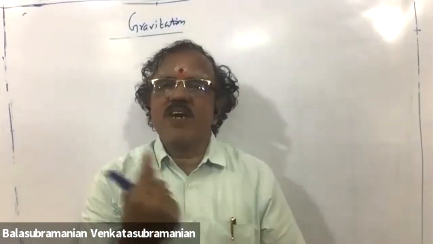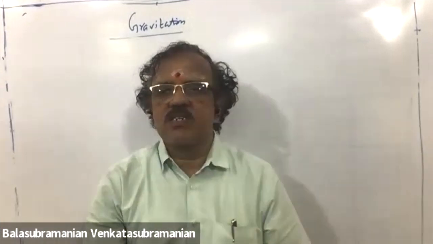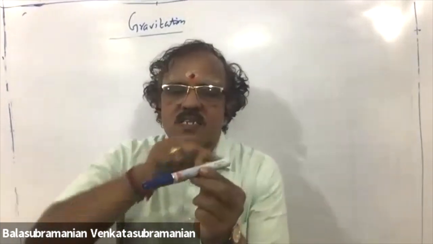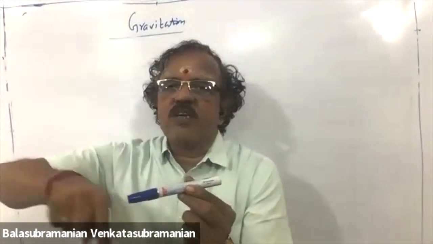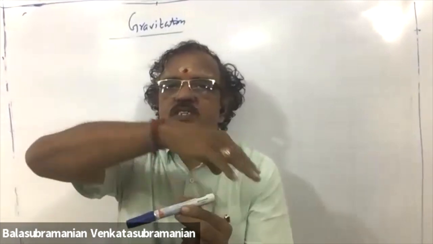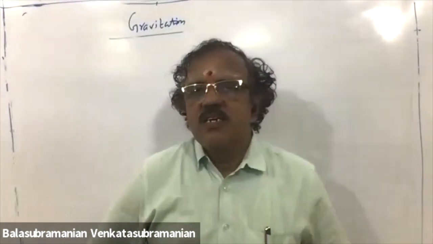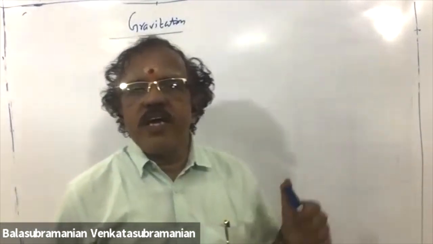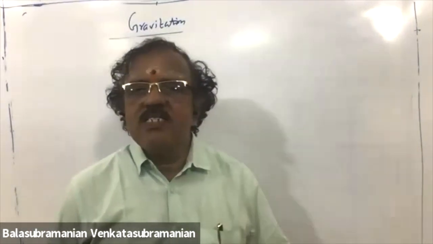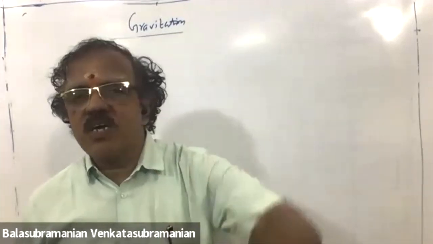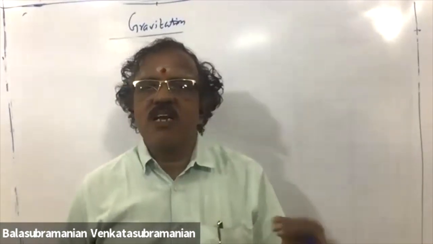Electric field is a region where electric influence can be felt. Around a magnet there exists a magnetic field, where magnetic influence can be felt. Like that, any material body in a region where gravitational influence can be felt, we call it a gravitational field.